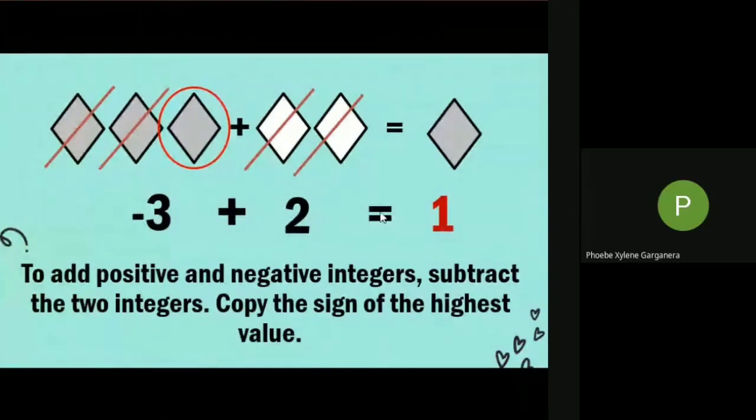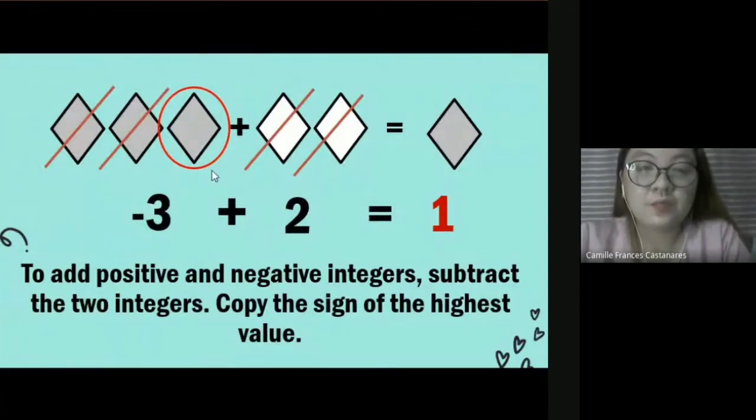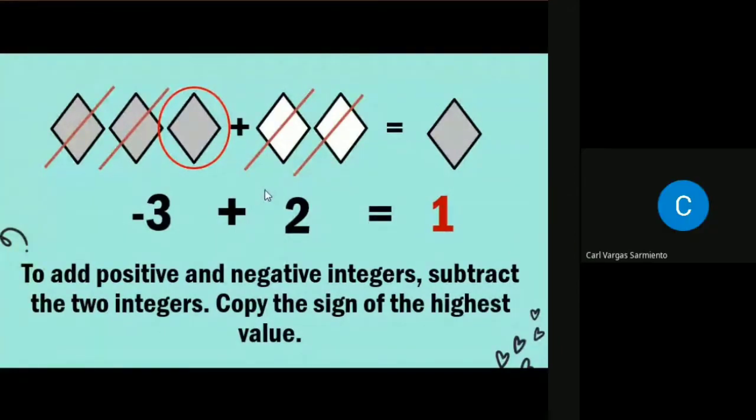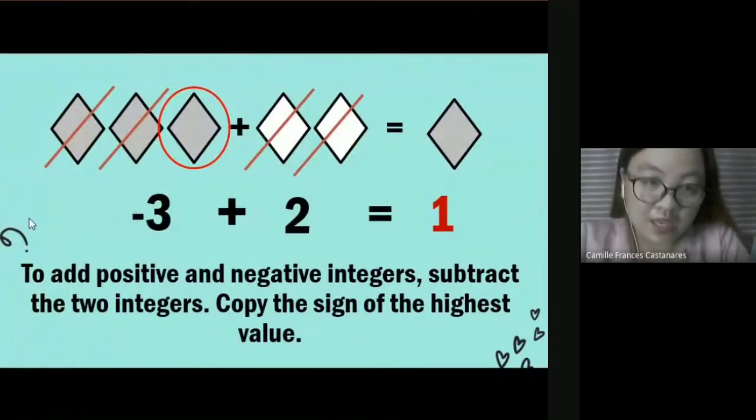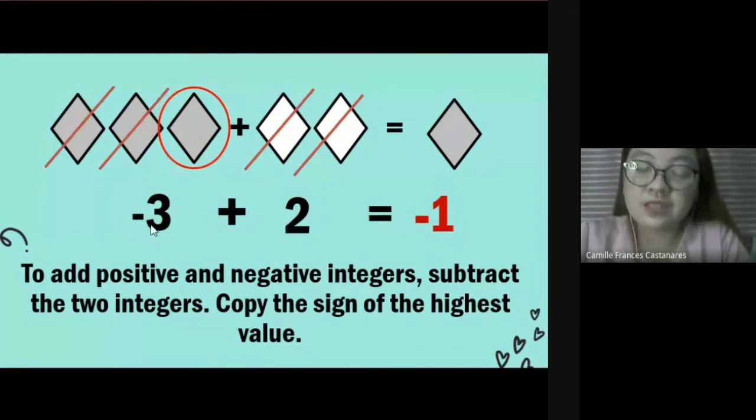Negative. Why negative? Because the bigger number is negative. Okay, negative 3. So the bigger number is 3. Then the sign of the bigger number is negative, so our answer will be a negative integer, or negative 1. Again, when the signs are different, subtract the two integers and then copy the sign of the bigger number.